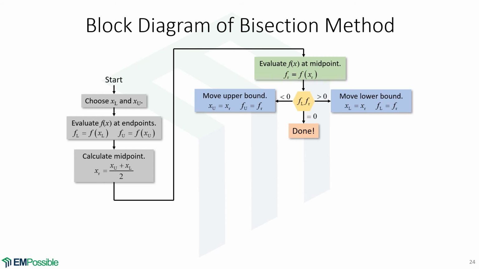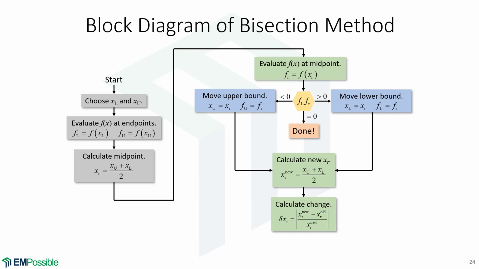On the other hand, if that product of the function at the lower bound and the function at the guess at the root is greater than 0, we need to move the lower bound up to where our guess at the root is. And we're copying over that function value, not reevaluating it. So we've moved one of the bounds. We then calculate a new guess at the root. That'll be the midpoint between the bounds, which is why it's called the bisection method, because we keep bisecting the distance between our bounds each iteration.